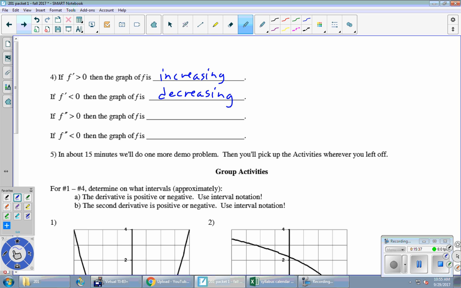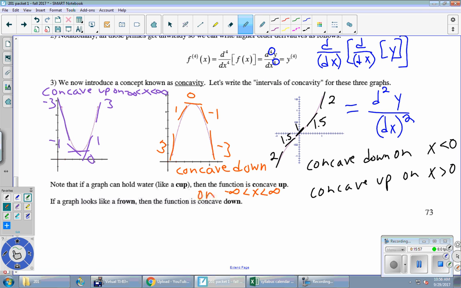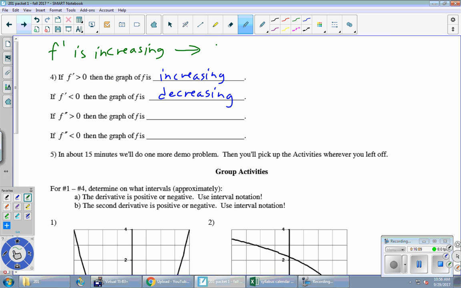F double prime, positive. So I'm just going to translate. You don't need to write this down, but if I tell you that f prime is increasing, just like a brand new sentence, don't connect it to this just yet. If I just tell you f prime is an increasing list of numbers, like which of the first two pictures, purple or orange? Purple. F prime was an increasing collection of numbers, right? -3, -1, 0, 1, 3, increasing. Then concave up, right? That's what we've seen. But f prime increasing, then f is concave up. You don't need to write this yet.